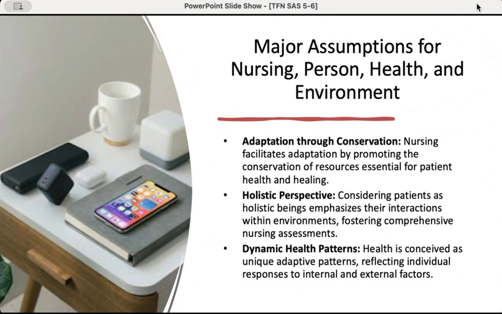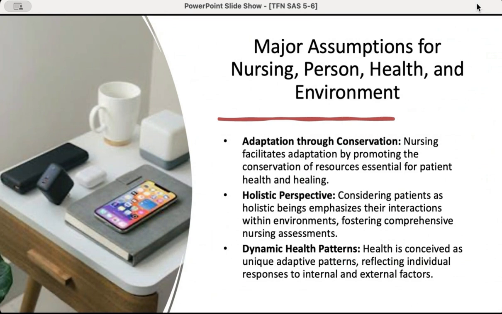And a dynamic health pattern, which is conceived as a unique adaptive pattern, reflecting individuals' responses to internal and external factors. So what do we mean by internal and external factors? These are factors that can influence the different patterns of our patient in their everyday living. For example, the type of weather can influence how your patient will adapt in their health recovery.